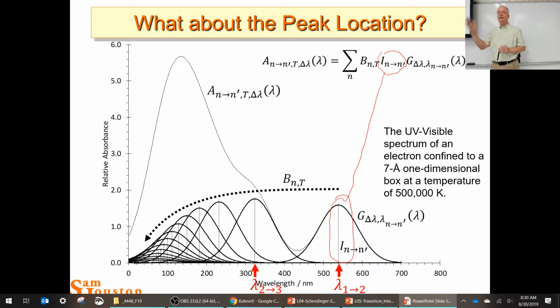Okay, but that doesn't tell us the peak location. The peak location comes from the differences in those energy levels. That's the transition equation. So far we have transition moment integral is the intensity. So you write that down. Transition moment integral is the intensity. And sometimes the word dipole is in there for absorption and emission. For scattering, it's just the transition moment.